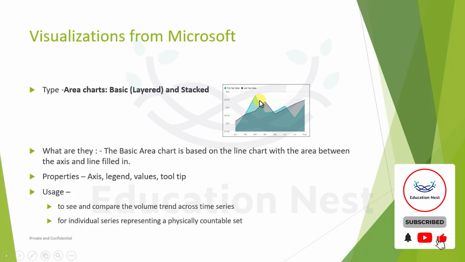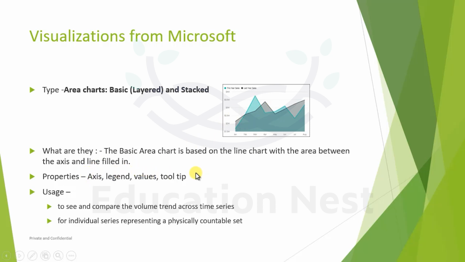The properties which you need to set are the axis, the legend, the values, and the tooltip. What are the usages of this? Usage is to see and compare the volume trend across the time series. As you see, the time series is anyway present over here, and for individual series representing a visible countable set. So we'll take an example of the second line and individual series of a physically countable set.